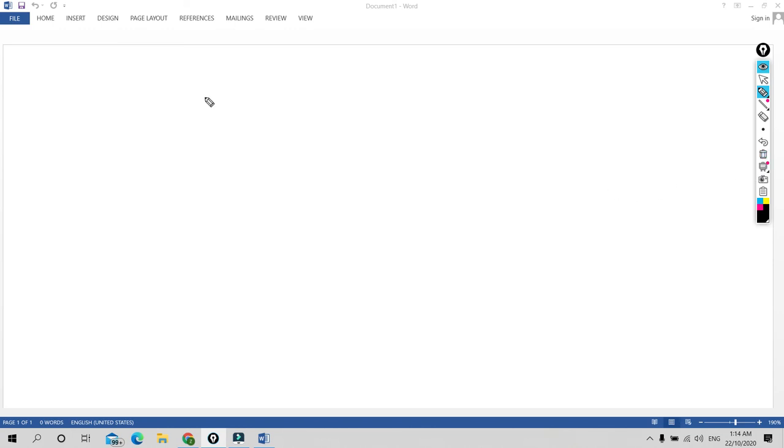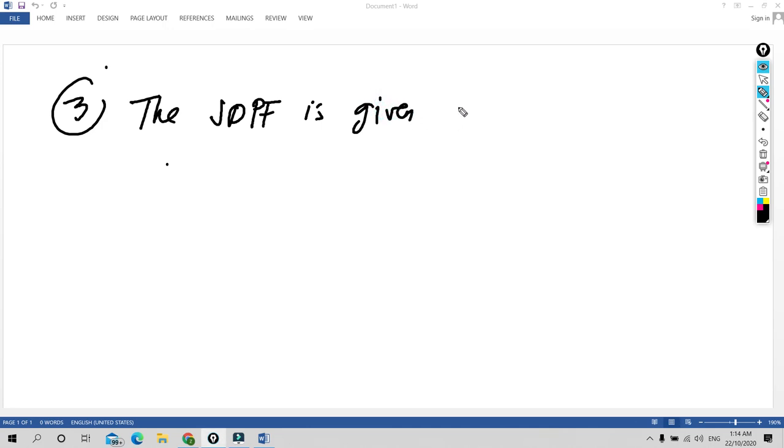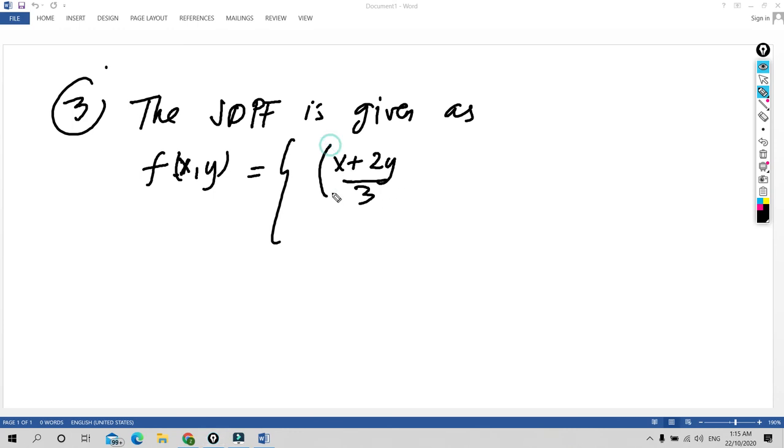Then question number 3 is a third question. Given that the joint discrete probability function is given as f(x,y) equal to (x plus 2y) over 3m, and 0 elsewhere, where x is between 0 and 3, and y is between 0 and 3.